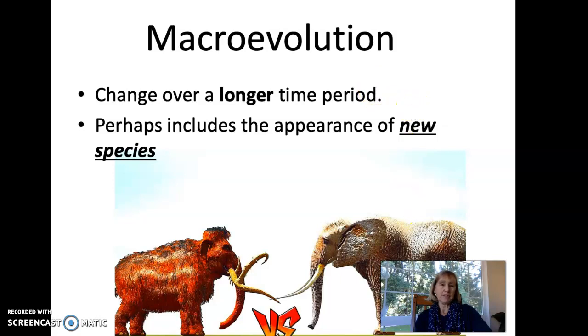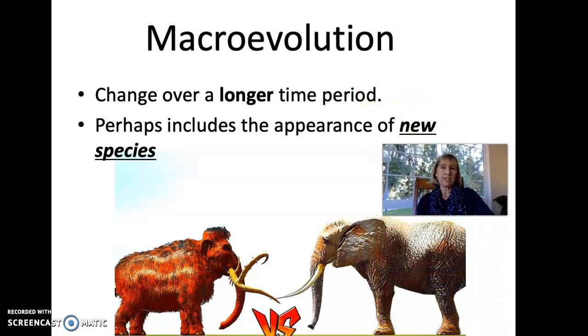As definitions of evolution, we're going to make a differentiation between macroevolution and microevolution. Macroevolution is a change over a very long period of time and possibly with the emergence of a new species. This is a mammoth and an elephant. Okay, so these are different species. It's going to happen over a long period of time.